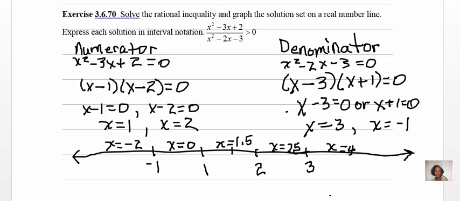And I'm going to actually test my function at those values. The easiest form for me to put the function in is to put it in factored form.